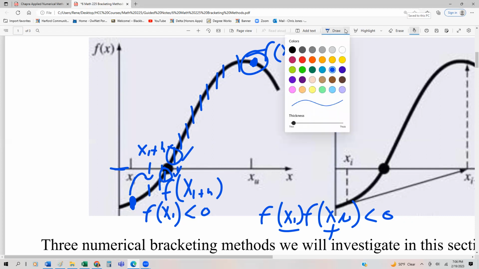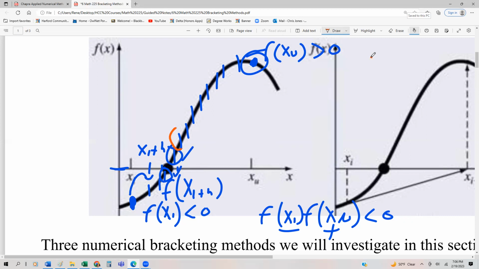But let's say for some reason our algorithm goes one more increment past that and we get here. What happens is if I multiply these two values together, a positive times a positive, we end up getting a positive value. And that's how we know to stop our algorithm. So we're just going to keep repeating this algorithm. We're going to multiply f of xl times f of xu.